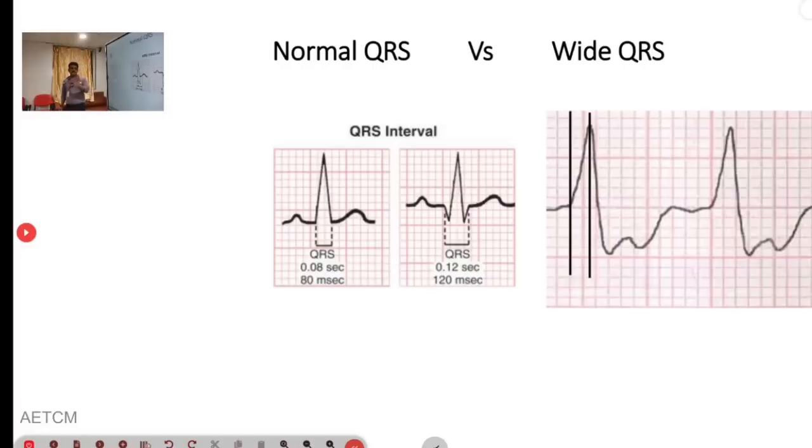Normal QRS, wide QRS. Normal QRS is less than, here it is 2 squares. Wide QRS, 1, 2, 3, 4, because it ends here. So 4 squares are there. So normal QRS means it is going through the regular pathway. Wide QRS complex means there is some problem in the conduction. That's why it is delayed, that's why the QRS complex is widened.